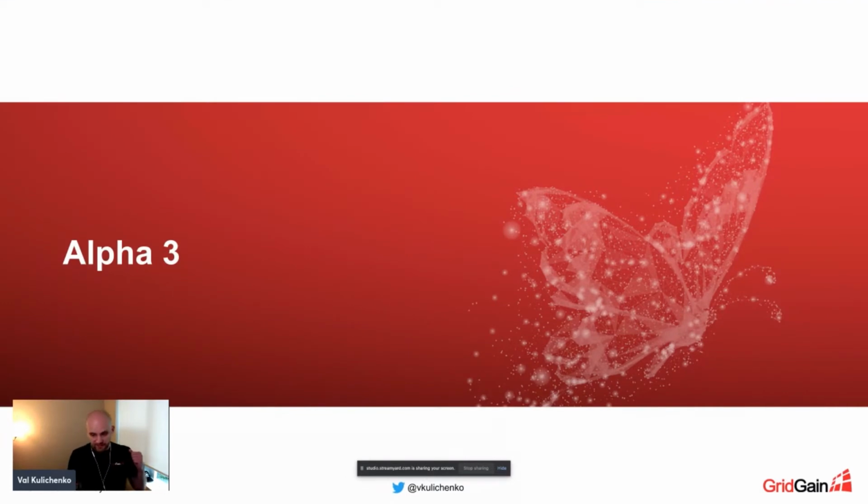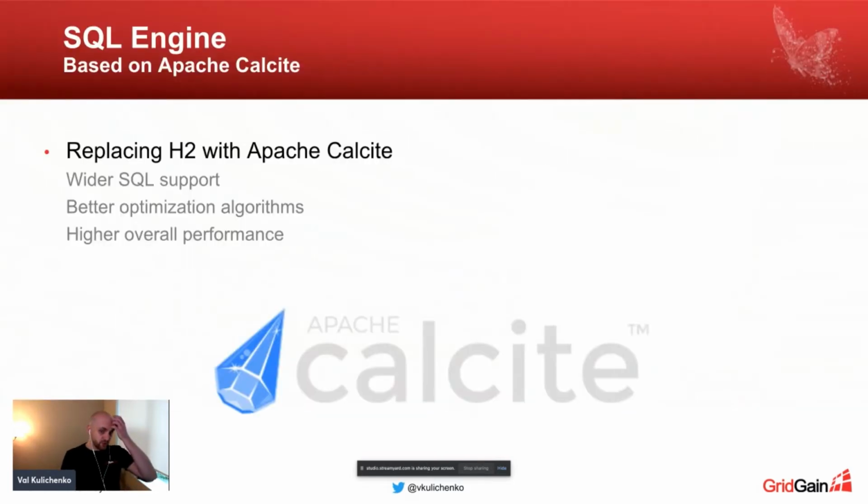So Alpha 1 and Alpha 2 are the first alpha releases that have been introduced throughout the year. And this month, a couple of weeks ago, we released the third alpha for Ignite 3. And so let me go through features that were included in this release. So the first one is the SQL engine.